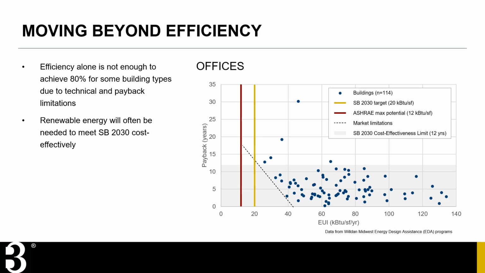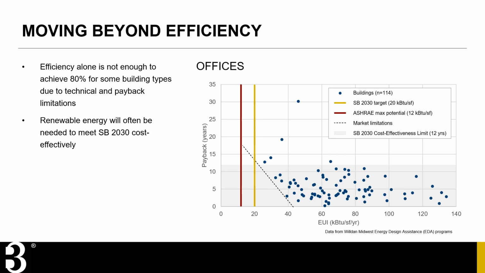This graph shows data from over 100 construction projects participating in energy design assistance programs. Energy use intensity is shown on the horizontal axis and simple payback is shown on the vertical axis. So those data points further on the left are more efficient, and lower on the graph use strategies that pay back more quickly. We see the current SB 2030 targets, represented by the yellow line, are still technically possible to achieve based on the maximum efficiency potential modeled by ASHRAE, represented by the red line. However, they are approaching the cost limitations of the market based on this sample, represented by the dashed black line, and may not be achievable within a 12-year payback period.